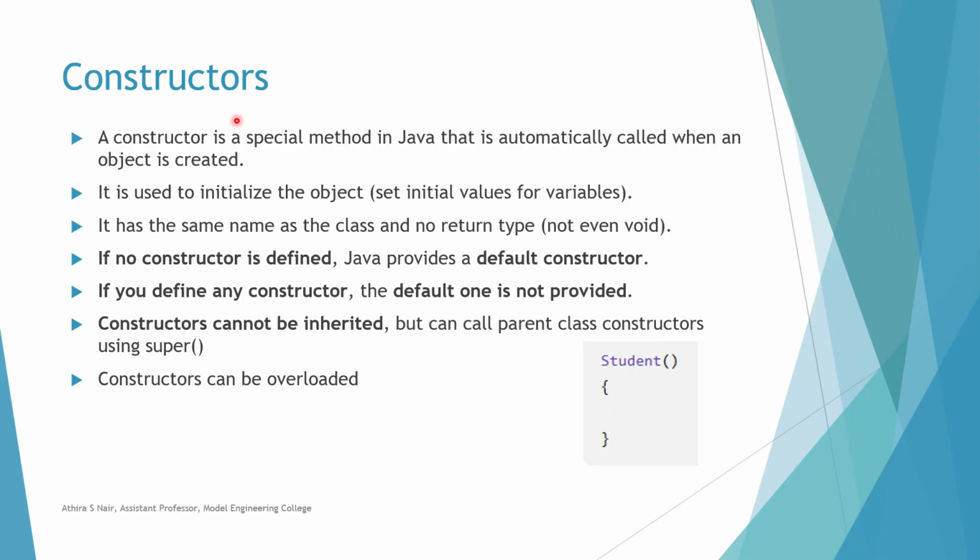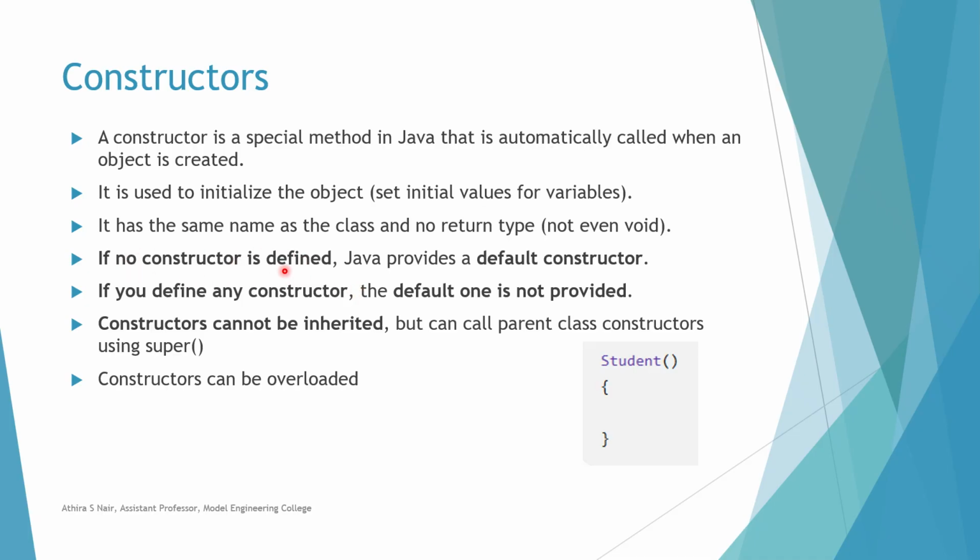Now we will see what constructors are. A constructor is a special member in Java used for initializing objects. It is automatically called when an object is created. It has the same name as the class and it can set initial values for the variables. It has no return type, not even void. It is automatically called during object creation and it is executed only once.